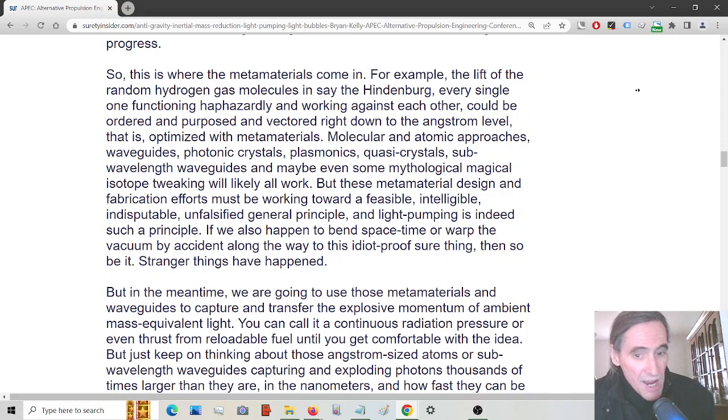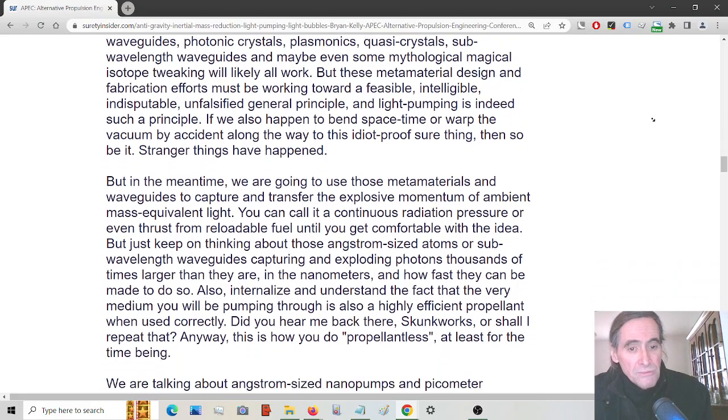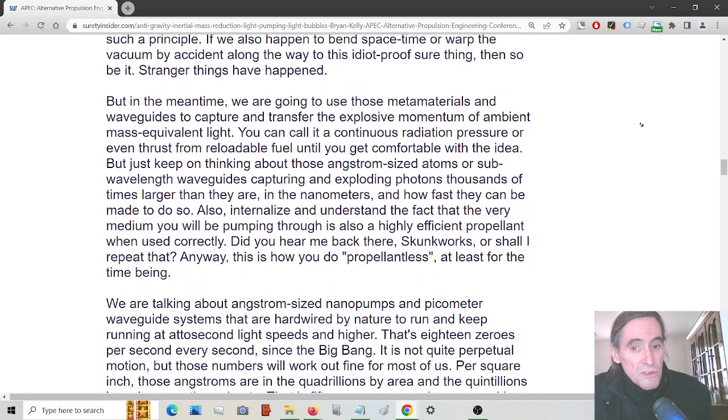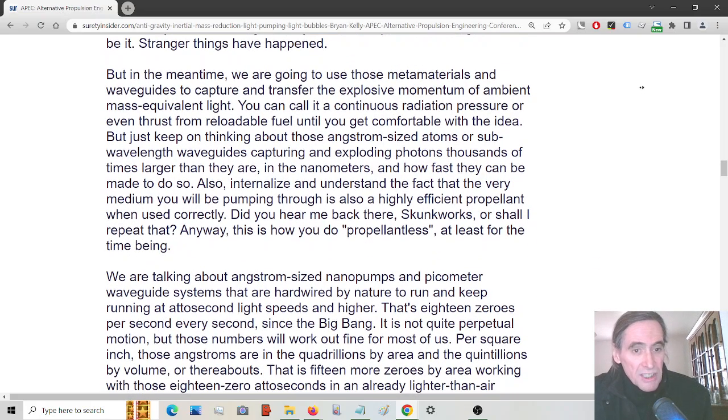If we also happen to bend space-time or warp the vacuum by accident along the way to this idiot-proof sure thing, then so be it. Stranger things have happened. But in the meantime, we are going to use those metamaterials and waveguides to capture and transfer the explosive momentum of ambient mass-equivalent light.